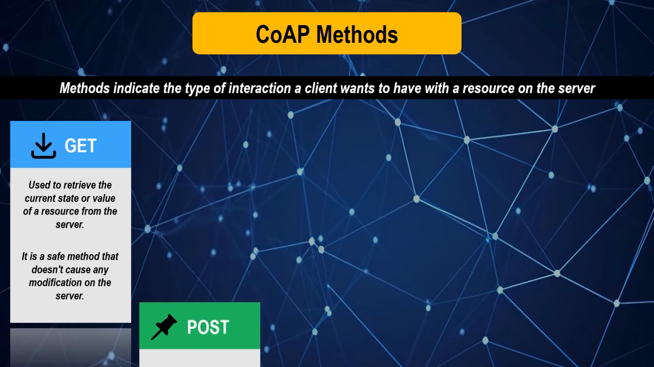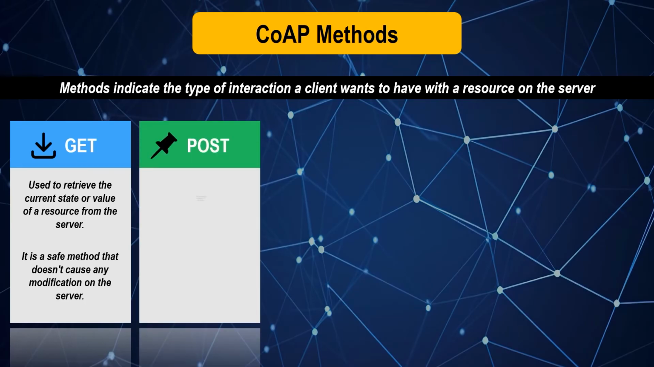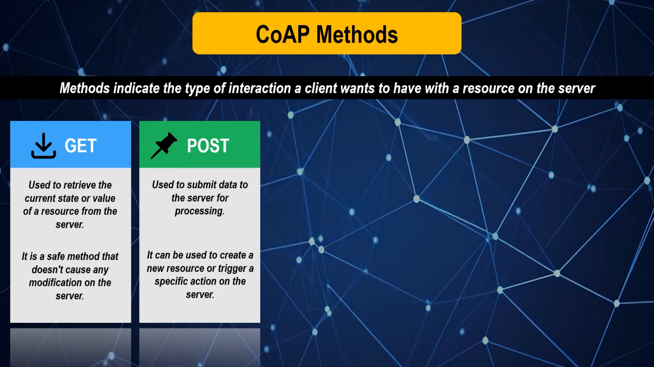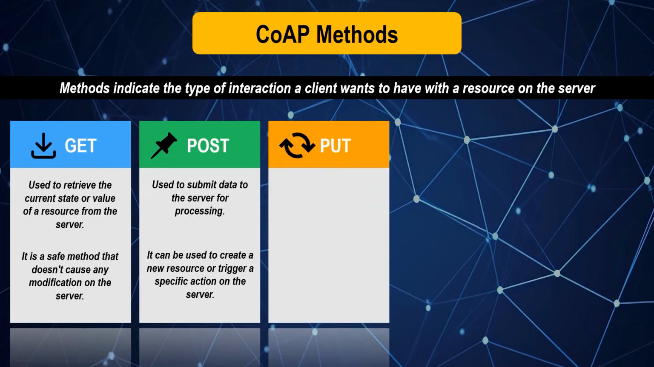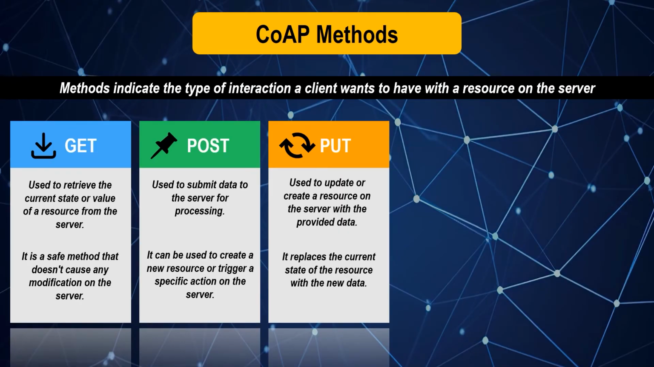Next is POST. The POST method is used to submit data to the server for processing. It can be used to create a new resource or trigger a specific action on the server. Next is PUT. The PUT method is used to update or create a resource on the server with the provided data. It replaces the current state of the resource with the new data. Next is DELETE.